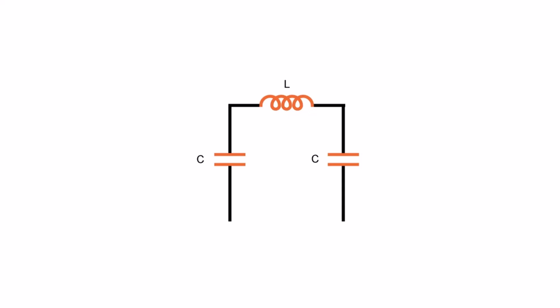Another method is to use a pi network. That's a combination of capacitors and inductors. And so you can adjust the impedance by adjusting the reactance of either the capacitors or the inductors or both. A third option is by using a length of transmission line.